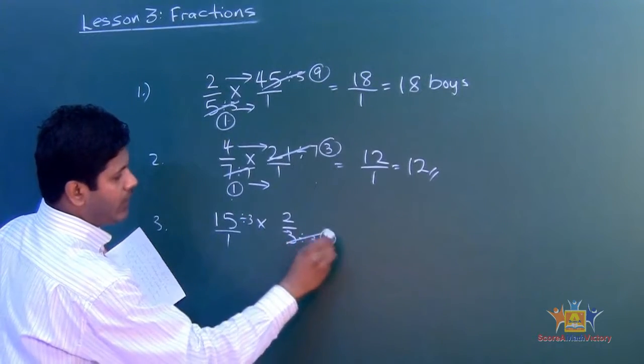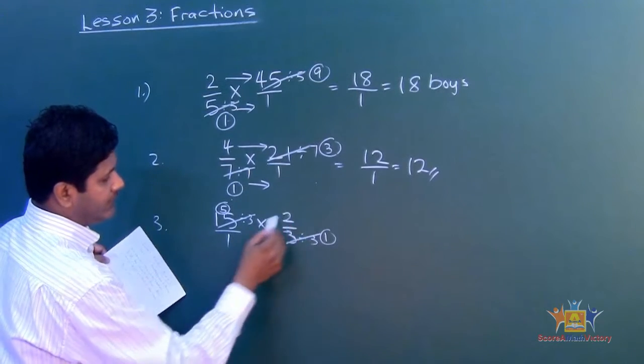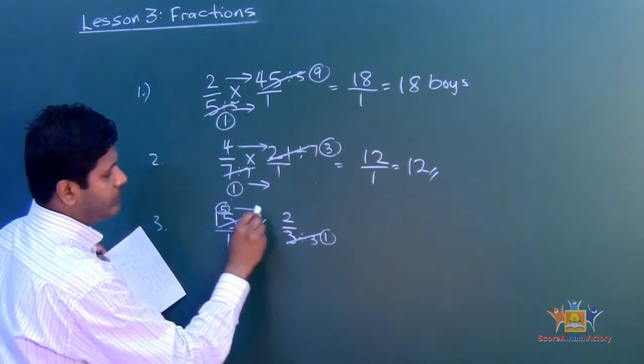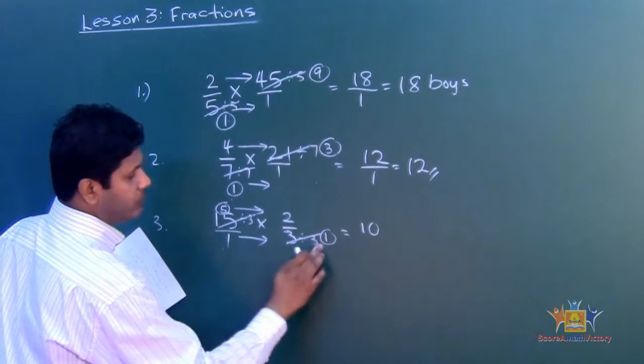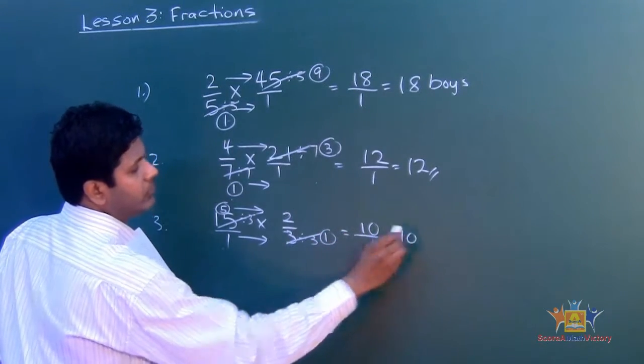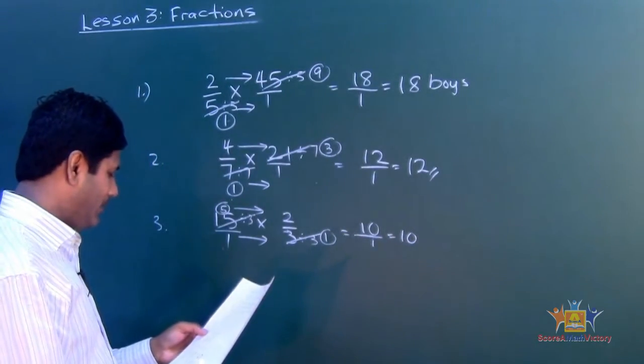That makes this one 1, that makes this one 5. Okay, now I can see if I can simplify this, no, then I use the double arrow method. 5 times 2 is 10, 1 times 1 is 1, which makes this one to be 10. Alright, okay, good. Okay, problem number 4.